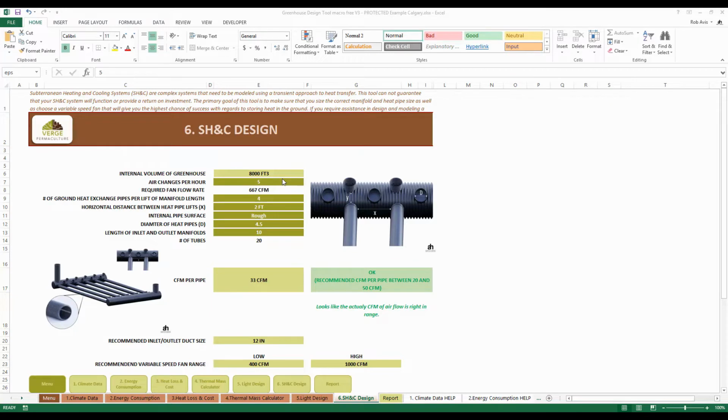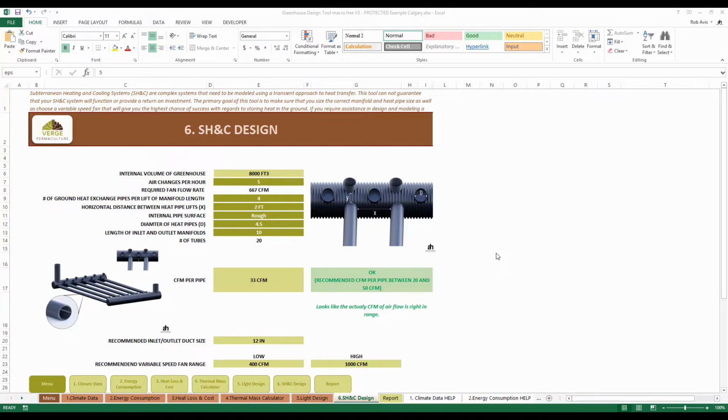Next, you're going to want to enter all the data into the subterranean heating and cooling design tool. This is going to include the air changes per hour you're going to test, the number of ground heat exchangers, the number of ground heat exchanger pipes per lift, the horizontal distance between those lifts, the internal pipe surface roughness, the diameter of these heat pipes, and the length of the inlet and outlet manifold.